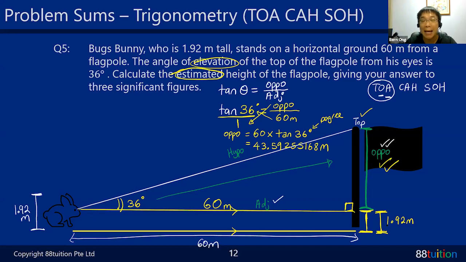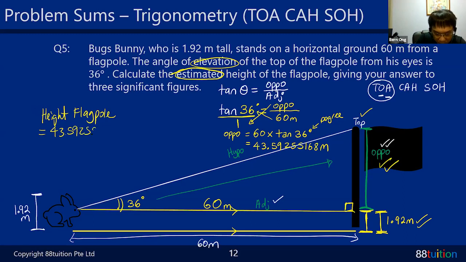All right, that's why they're asking for estimated. Understand that this type of question, you have to take the entire height in play. So you simply go and find the height of the flagpole. Height of flagpole is simply equal to 43.59255168 plus the height of the bunny, 1.92. Taking that his height and the eyes is at the same place, plus 1.92.